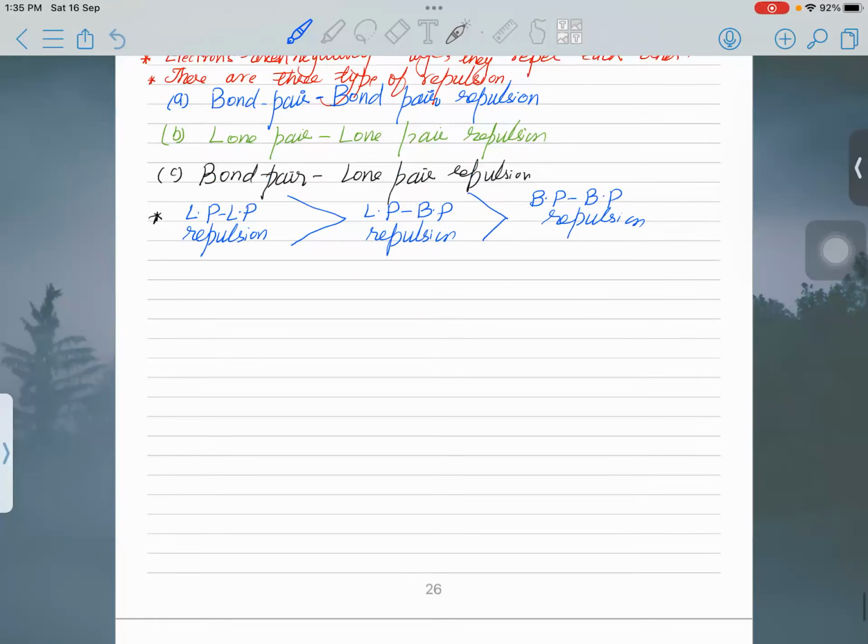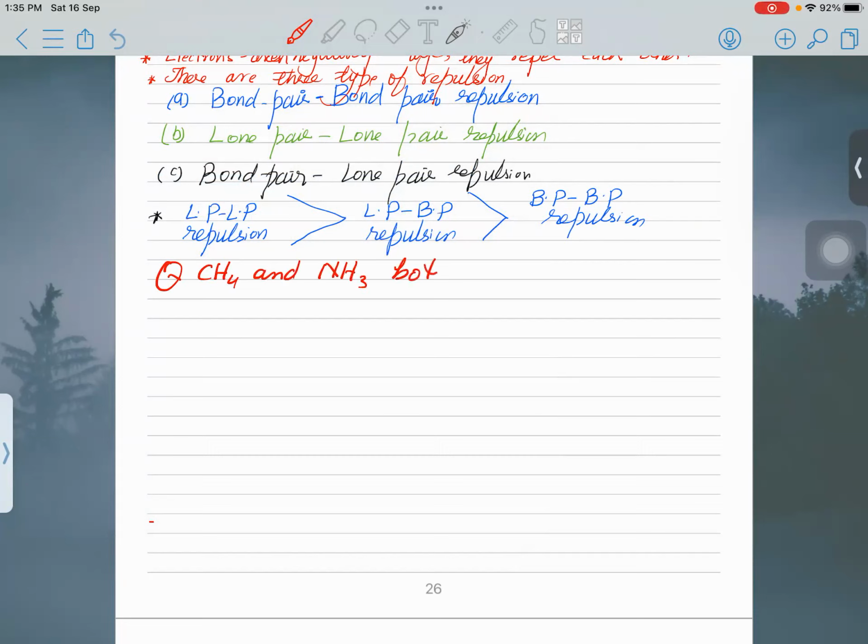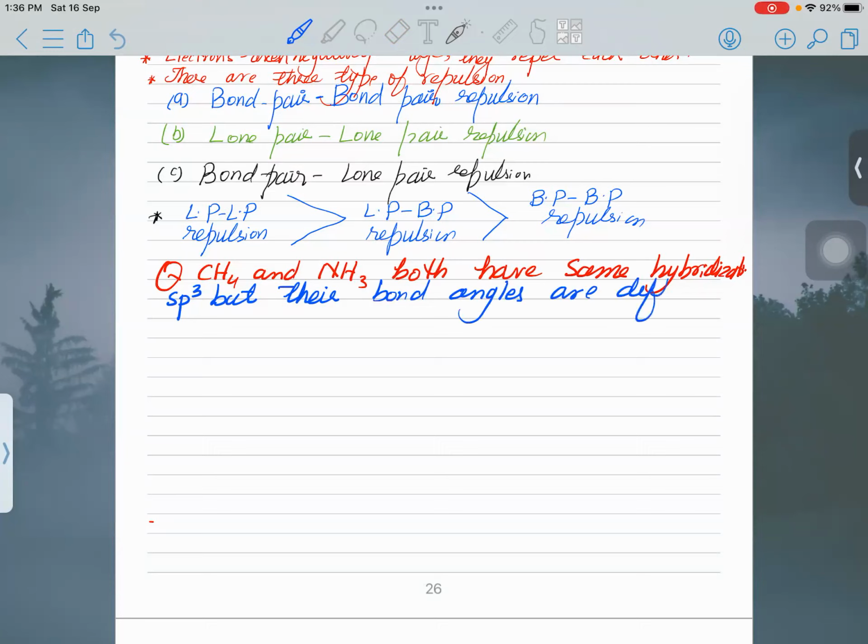Now, first question. CH4 and NH3 both have the same hybridization. Can you tell me the hybridization of CH4 and NH3? Sp3. Same sp3 hybridization. But their bond angles are different. Justify the statement.